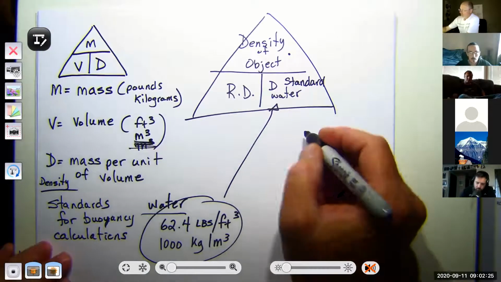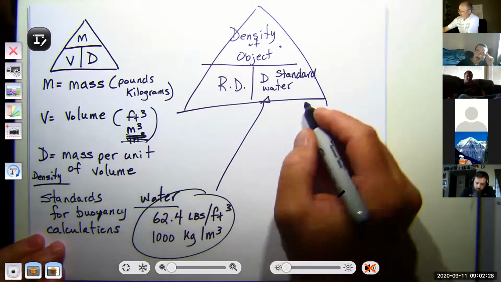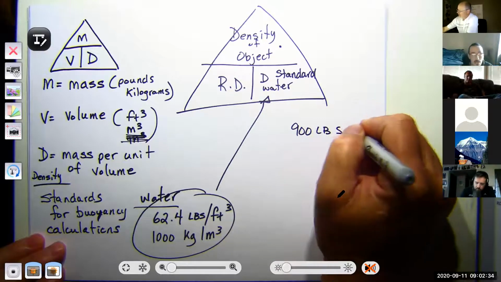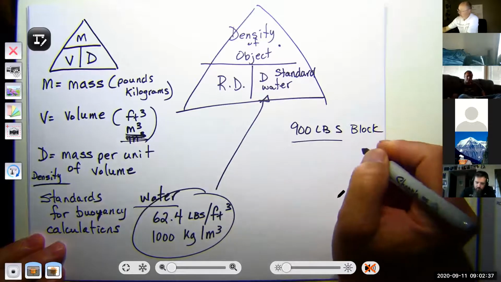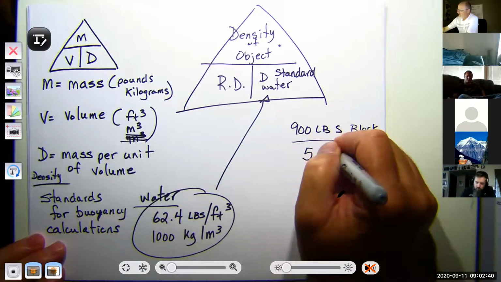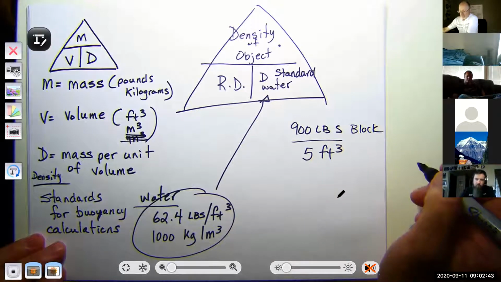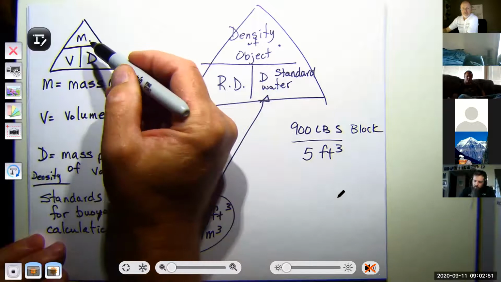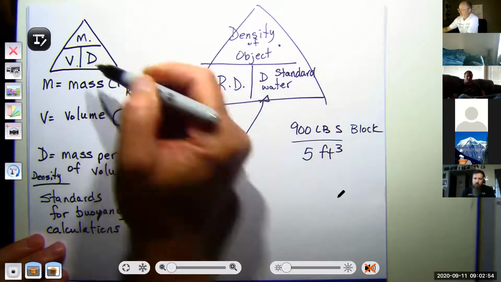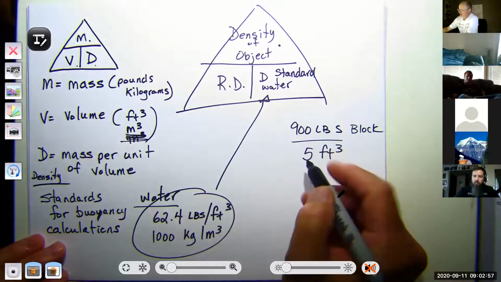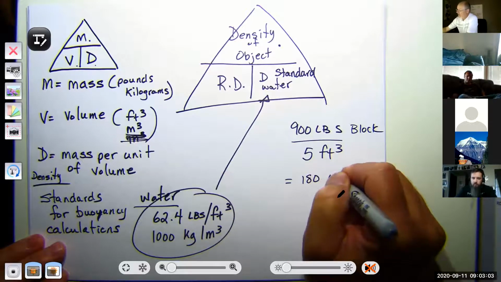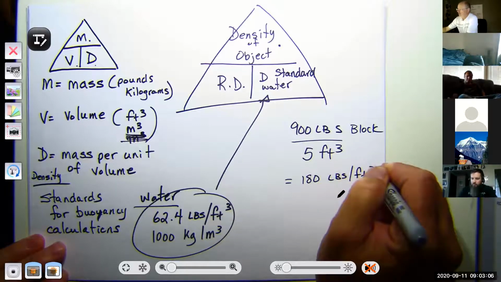Now, here's the first question I'm going to write down that we're going to do together. We have a block that weighs 900 pounds. It has a volume of 5 cubic feet. What is the density of that block? Well, we take our mass divided by the volume, which will equal the density. So 900 divided by 5, the density of this block is 180 pounds per cubic foot. Yes?